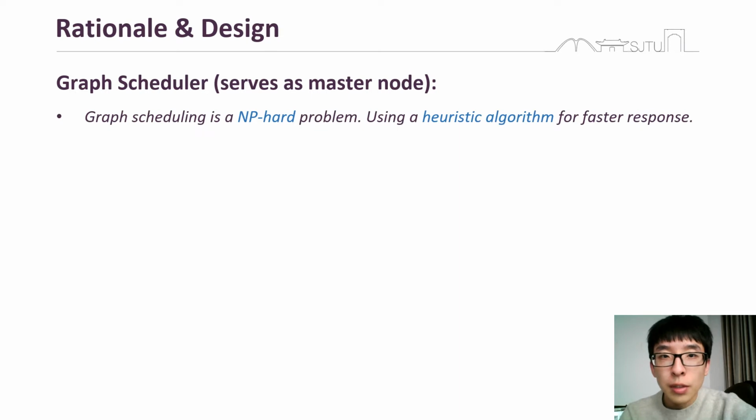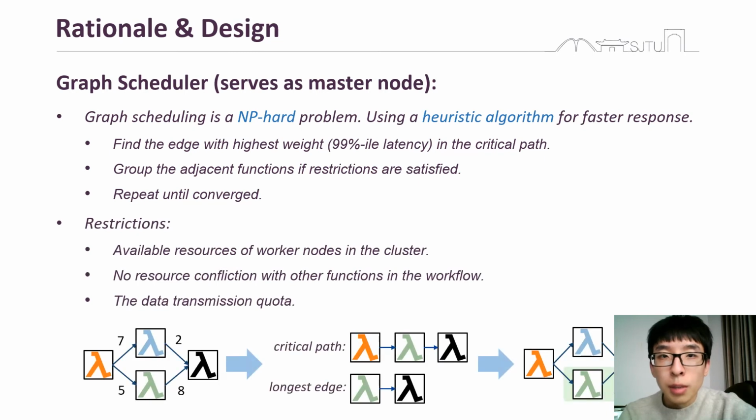First, FaaSFlow still follows the master worker architecture design. However, the master node is only deployed with a graph scheduler to partition subgraphs for worker nodes. Specifically, we use a heuristic algorithm for faster response.